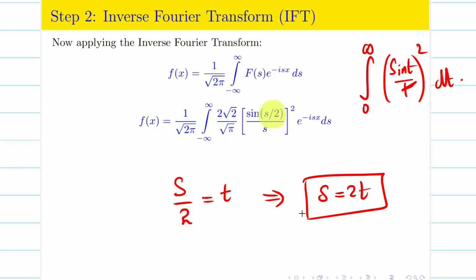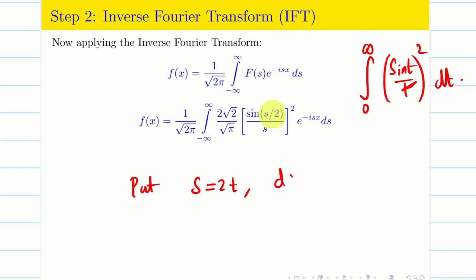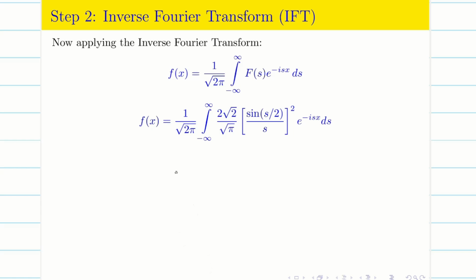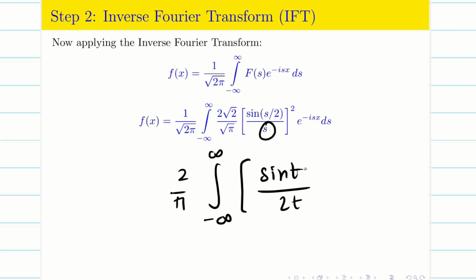Hope you understand. So put s equal to 2t, then ds will become 2 into dt, and also I see that e power minus isx is there. So put x equal to 0, then e power 0 will become 1. So now everything is ready. I can cancel this root 2, and I can multiply this root by root pi. I'll be writing 1, I'll be writing 2 by pi, minus infinity to infinity. When I substitute all these things, I'll be getting sine t. Here s equal to 2t, so I'll be getting 2t whole square, 2 into dt.